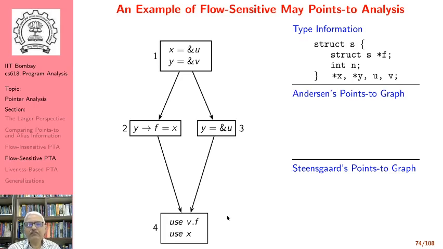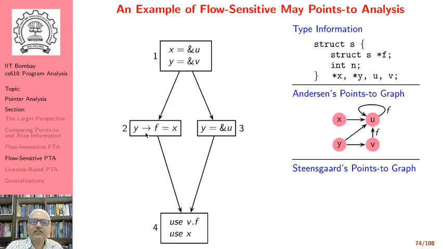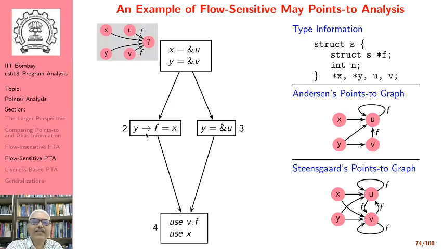In order to conclude this part, we now want to look at an example containing a field reference. The previous example didn't have a field reference. So observe that this is the Anderson's points-to graph and this is the Steensgaard's points-to graph. In flow sensitive points-to analysis, initially all fields point to question mark. X and Y are pointers to structures, so U and V are structures, and their f fields point to question mark. X and Y are simple pointers, so they point to question mark. We get this: X points to U and Y points to V. However, the f field of U and the f field of V continue to point to question mark.